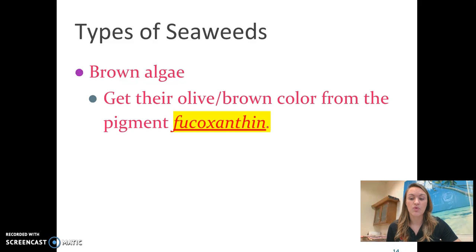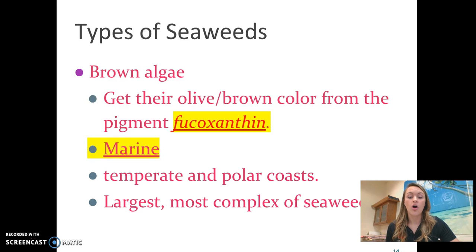All right, the second type is brown algae, and brown algae get their olive brown color from the pigment fucoxanthin. This is the majority of the macroalgae that you would find on a beach. We mentioned fucoxanthin briefly when we started talking about biology and the different types of photosynthetic pigments. Fucoxanthin is just that accessory pigment that gives it that olive brown color. All brown algae are marine, and we find them in both temperate coasts, like the coast of North Carolina, and polar coasts, so a little bit more Arctic. These are the largest and most complex group of seaweeds within our macroalgae groups.